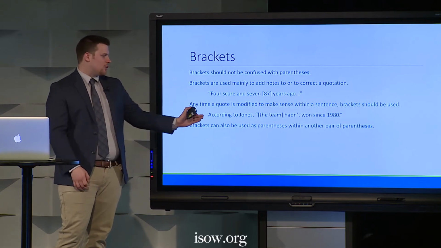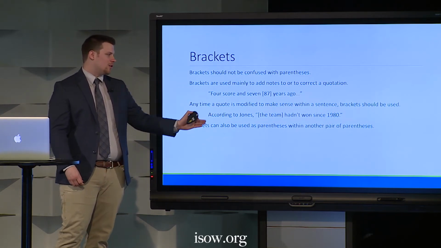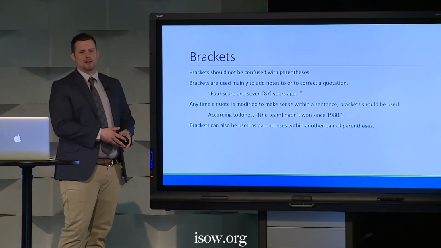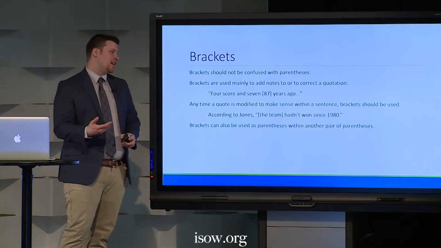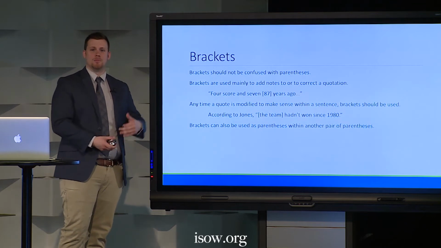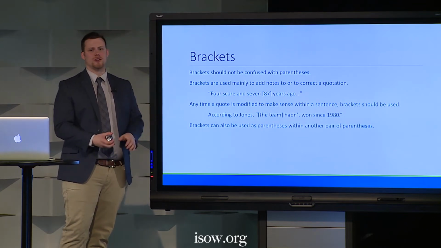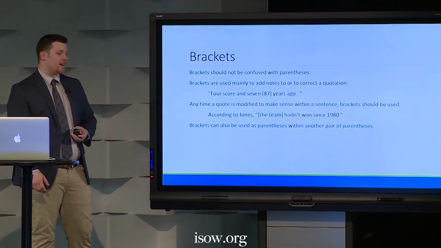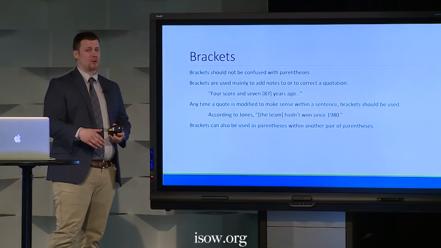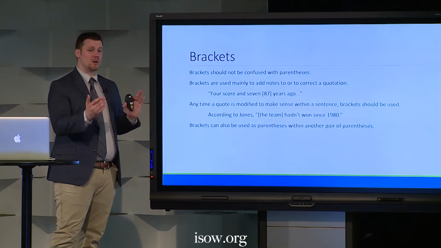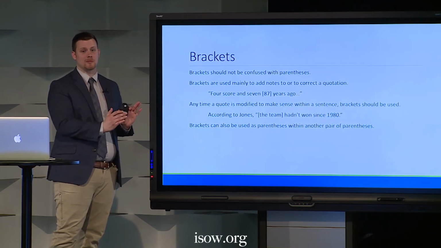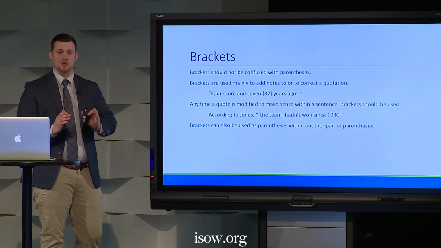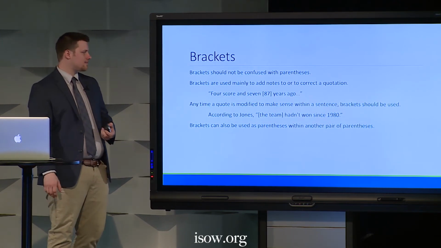So according to Jones, the team hadn't won since 1980. In the real quote, Jones might have said, they hadn't won since 1980. But for the reader, you want to make it a little more clear. So you put extra information in brackets. They can also be used, although really rarely, within parentheses as an extra set of parentheses. So if what's in parentheses has an extra aside within that, you'll use brackets.